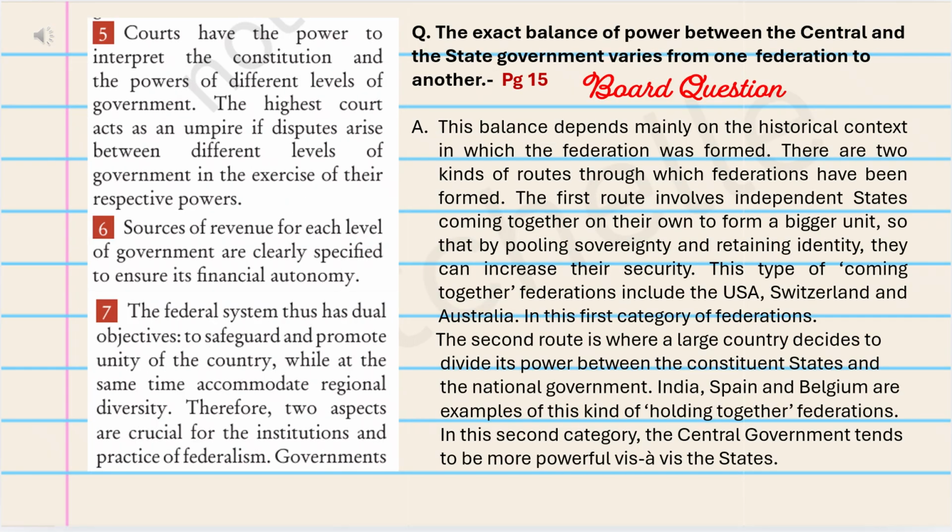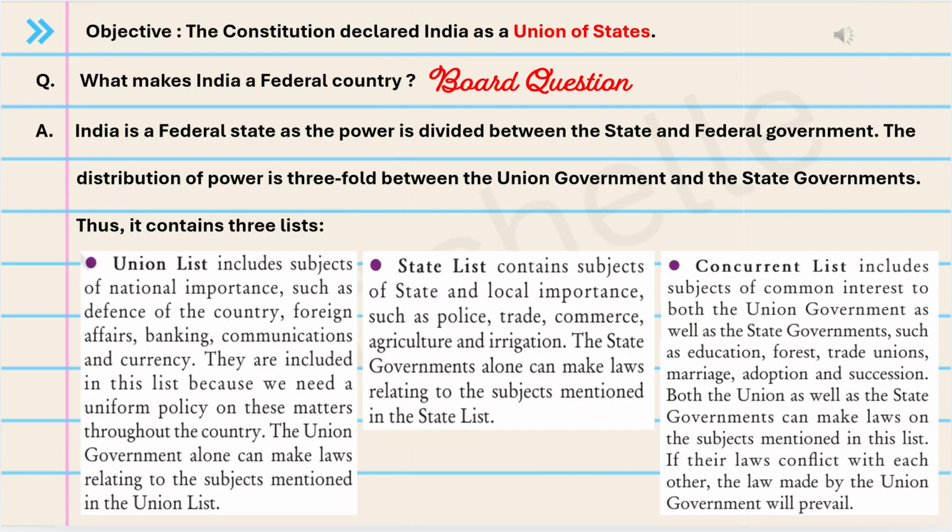So here you can see that point number 5, 6 and 7 of the previous question is here, and that concludes the answer after point number 7. The other question on this slide is, the exact balance of power between the central and the state government varies from one federation to another. Answer is on page 15, and this is a board question, so pay extra attention.